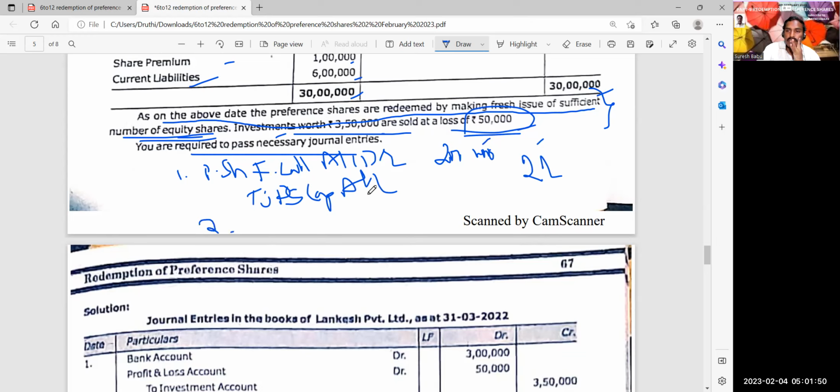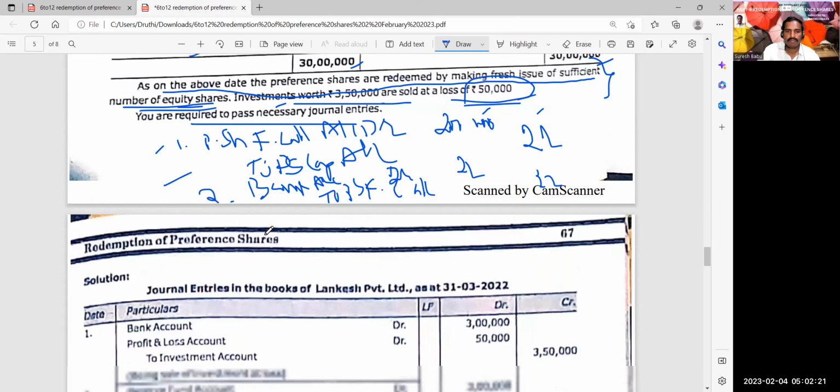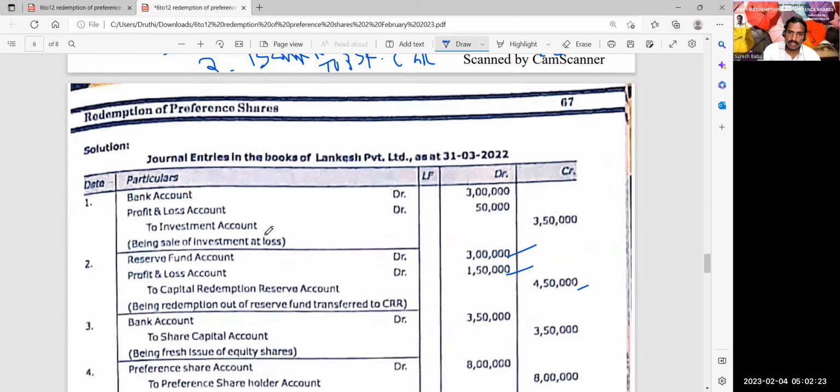What is the narration? Being preference share call money due. Second journal entry, bank account debit, to preference share final call account. Same, 2 lakhs debit, 2 lakhs credit. This is the first, this is the second. You need to do this.